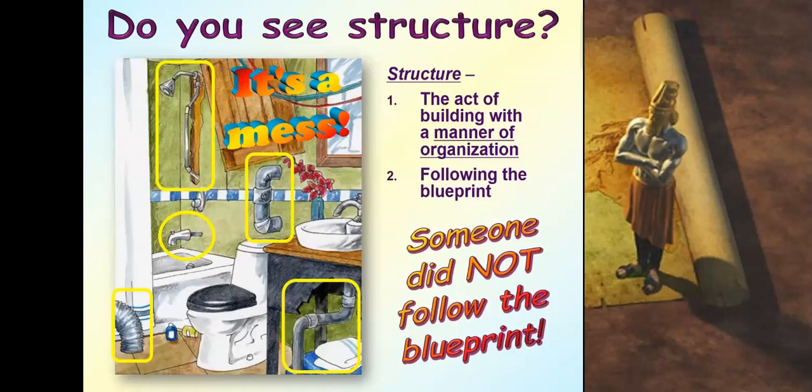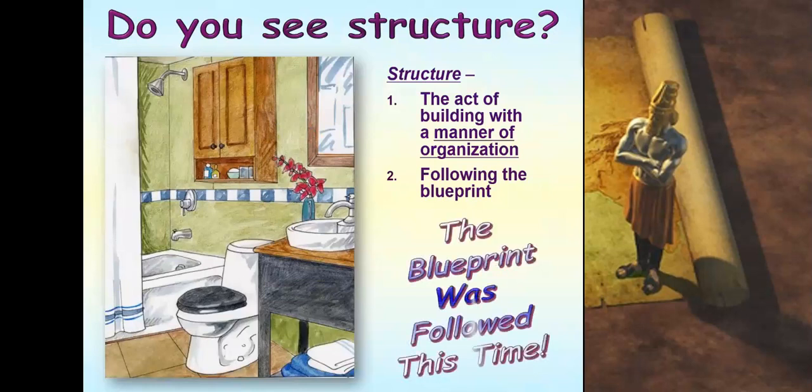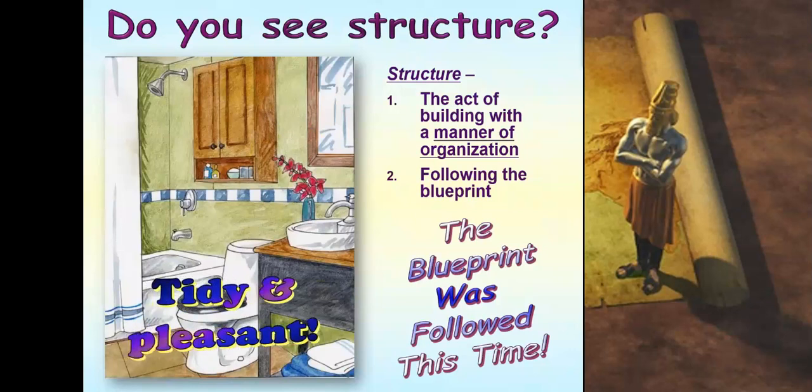And so we've all seen those shows on HGTV and DIY Network on how these construction people come in and they don't follow the right building manner and organization. They don't follow the blueprints, and it turns out to be a mess. So now in this picture, you do see that someone did follow the blueprint, and it's tidy and it's pleasant and it's all in order.